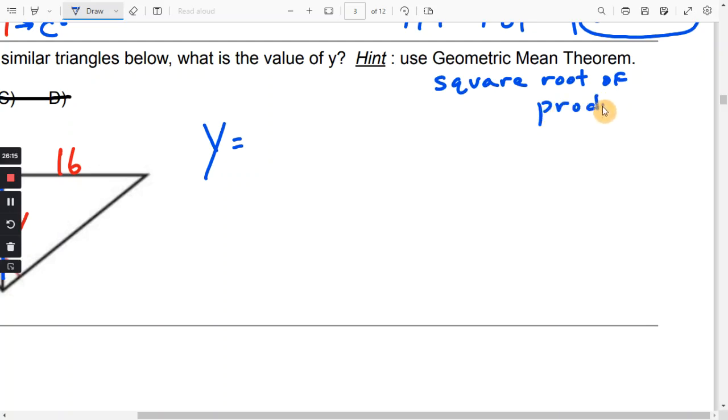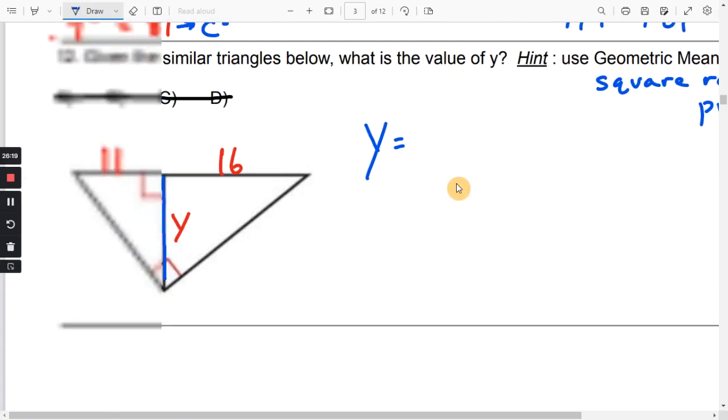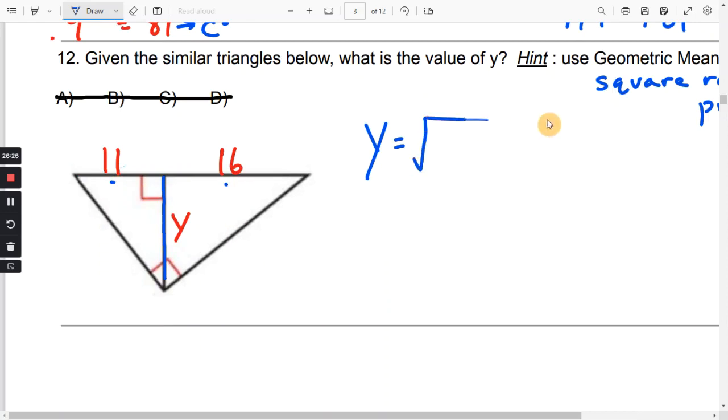Okay, product just means you multiply. So you multiply them and take the square root. So this here is going to be the square root of 11 times 16. Now, I'm not going to make you simplify, so you can just do 11 times 16 on the calculator. And that's 176. Then just do the square root of 176.